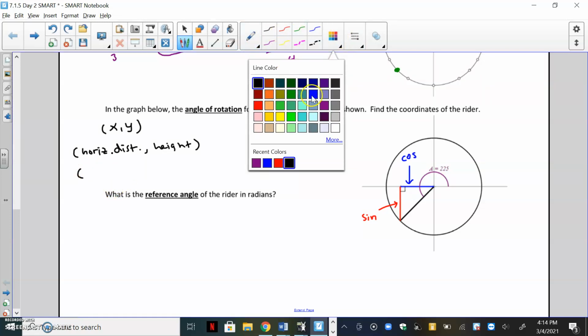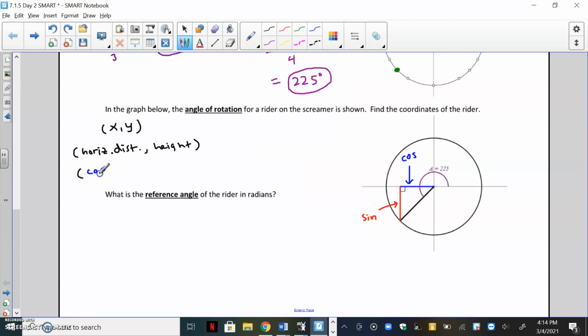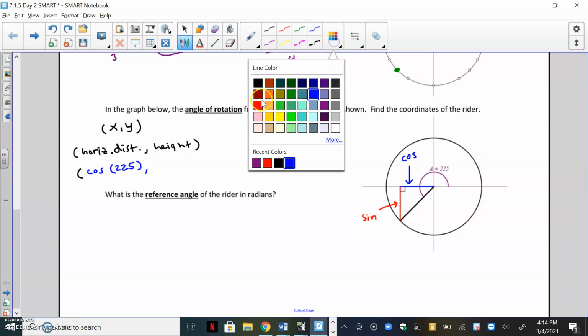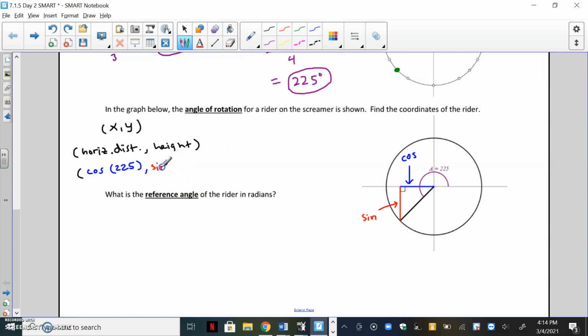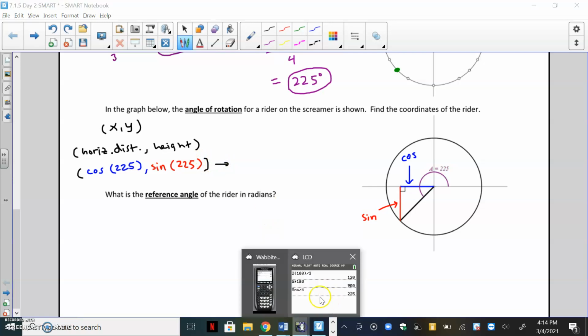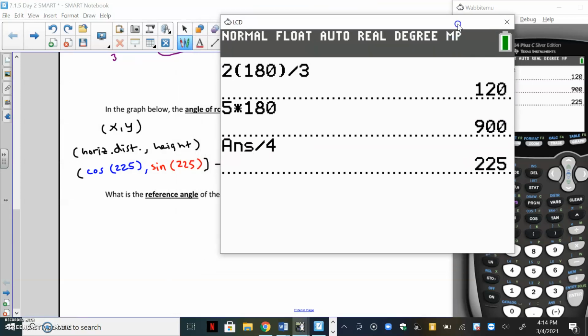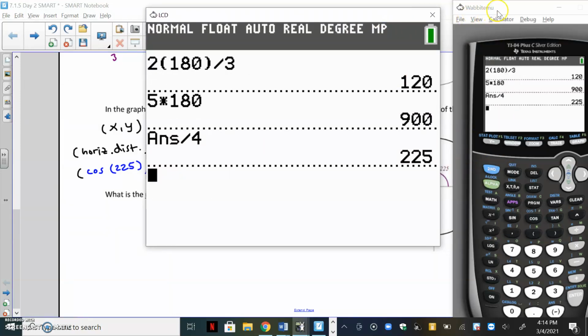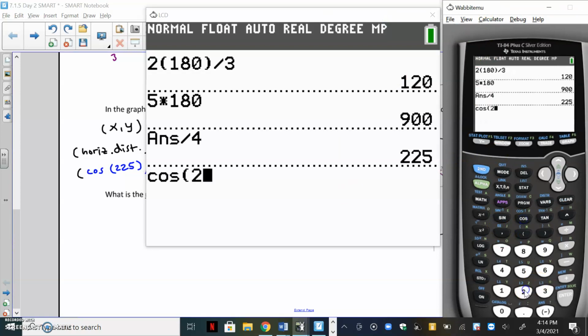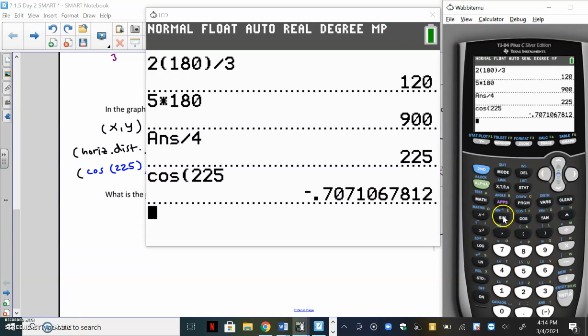Let's do it in red or blue. Cosine of our angle, in this case it's 225, and then our sine of our angle. So sine of 225. And this is just a calculator game, so I'm going to go ahead and type that in the calculator where you can see it. Cosine 225 and sine of 225.